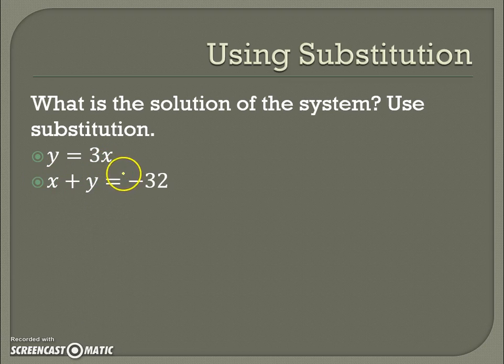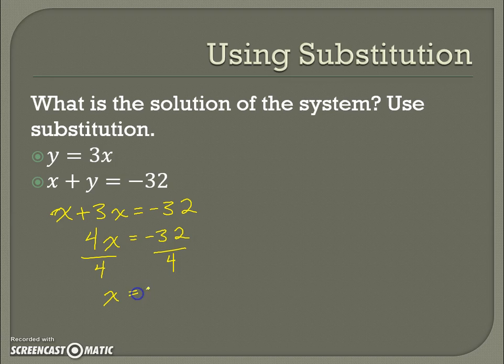So this is why it's called substitution. If I know that y is 3x, then I could substitute 3x in for the y because they are the same value. It doesn't change this equation at all. Again, because they're the same value. So let's do that. I'll have x plus 3x equals negative 32. And then I go through and I solve this equation. So I'll divide by 4. And I get x equals negative 8.